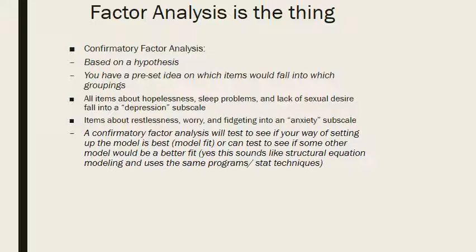So for this, then you might take a bunch of items about hopelessness, sleep problems, and lack of sexual desire and have them fall onto a depression subscale, whereas you might have items about restlessness, worry, and fidgeting and have them fall into an anxiety subscale. And this will test to see if the way that you set up your model is a good or best fit with the data that you gave the computer. Now, of course, all data has error involved in it, so nothing's ever going to be perfect, but you want to see whether that model is a good fit or whether maybe there's a different model, so a different way of doing things would be a good fit.